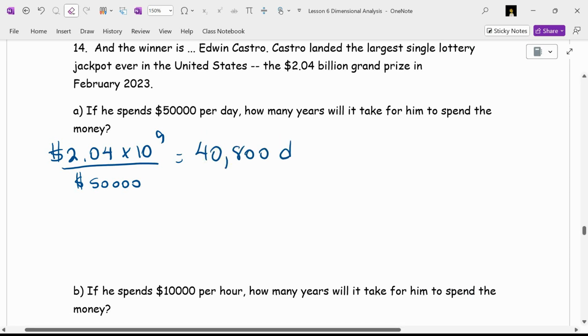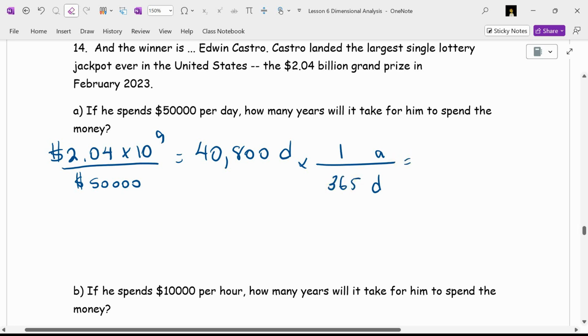This doesn't want an answer in days, Marcus. What does this want an answer in? I want days to cancel, Marcus. Where is it going to go? Yep. What can I convert days into? Oh, and I can go straight to years. Yeah. How many years is how many days? 1 year is. You memorize that just by growing up.